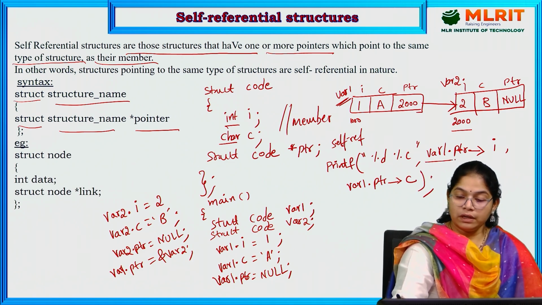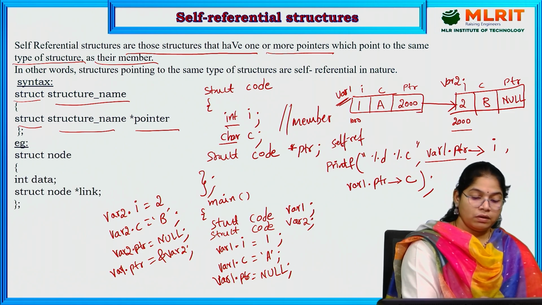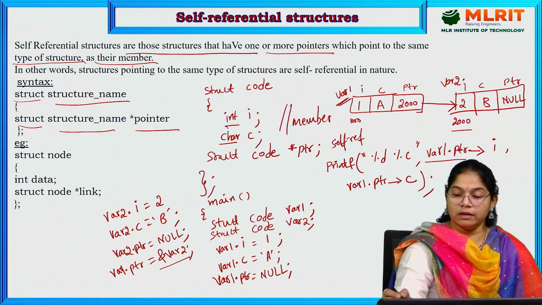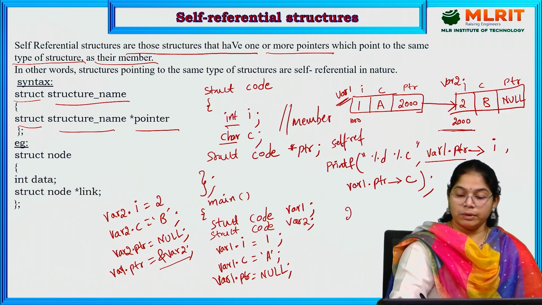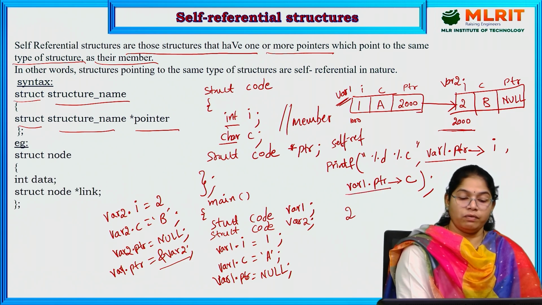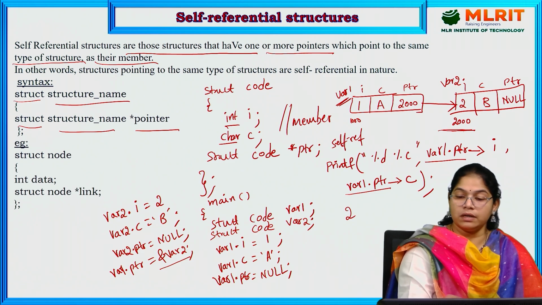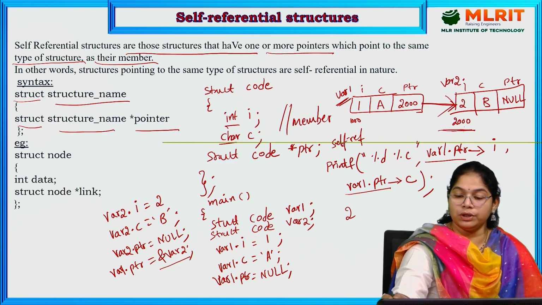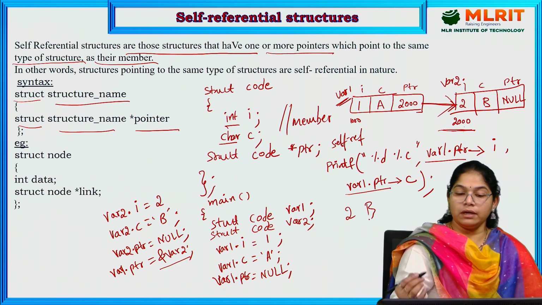So here var1.ptr. Already I have assigned the address of var2 here. That means it points to var2. In that, the i value is 2, and it will be printed. Then again var1.ptr is nothing but the address 2000. That means we are fetching the values of variable 2. So here it will print B.